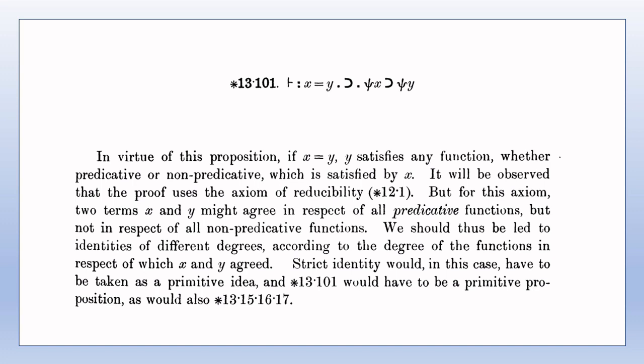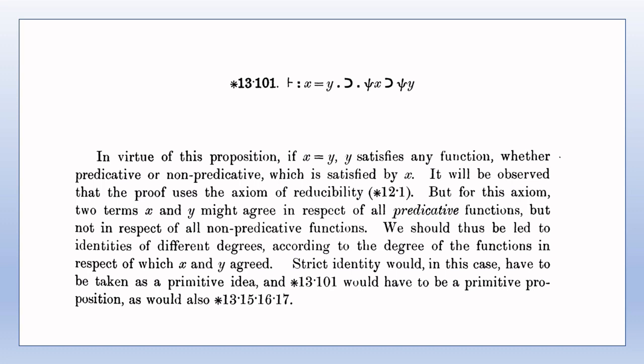And I find the comments following the demonstration of this proposition to be quite interesting. That in the absence of the axiom of reducibility, we could only obtain strict identity by introducing the notion as a primitive idea. Otherwise, we would only be able to obtain identity with respect to a particular type of function on which x and y agreed. Thus, it would be possible for x and y to be identical with respect to some types, but not with respect to others.